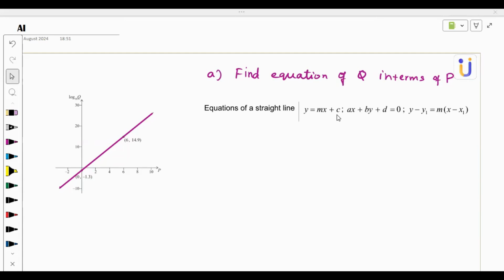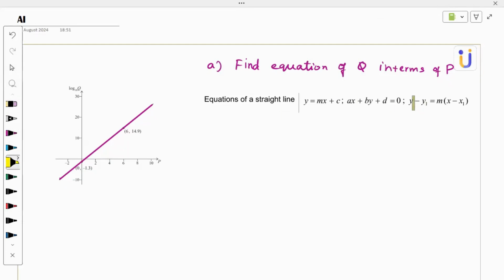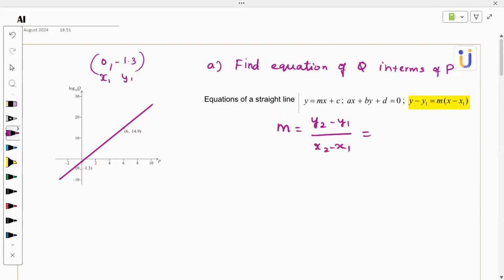So we know already in coordinate geometry you might have studied this equation of a straight line in different forms. When 2 points are given, the 2-point form is this one: y minus y1 equals m into x minus x1. How to find m? The m formula is this. This is also available in the formula booklet. y2 minus y1 by x2 minus x1. Let me take 0 comma minus 1.3 as x1, y1, and 6 comma 14.9 as x2, y2.